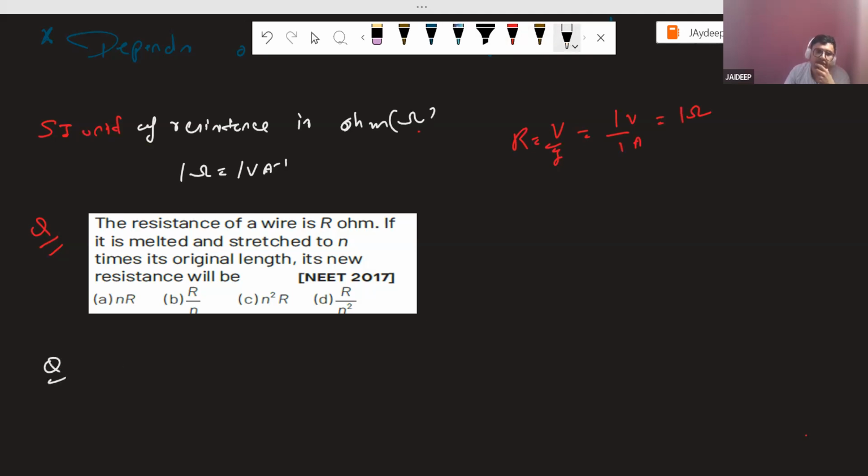Okay. The resistance of the wire is R and it is melted and stretched to N times its original length. So R1 equals R, L1 equals L, and L2 equals N times L. We have to calculate the new resistance.